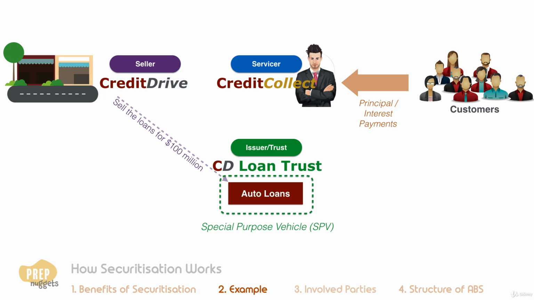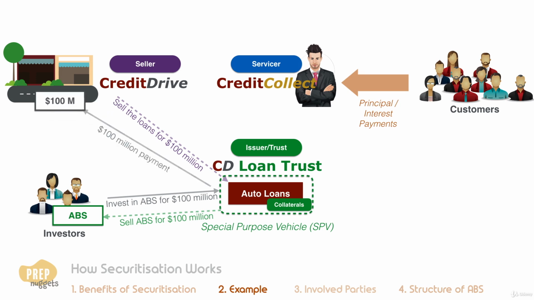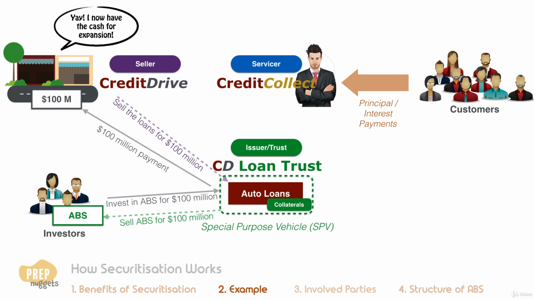The SPV is a separate legal entity which is set up for the specific purpose of buying these auto loans and selling asset-backed securities with these loans as collaterals to investors. It's referred to as the trust or the issuer. So the investors pay $100 million as principal for the ABS, and the $100 million is in turn paid to Credit Drive for its expansion plans.